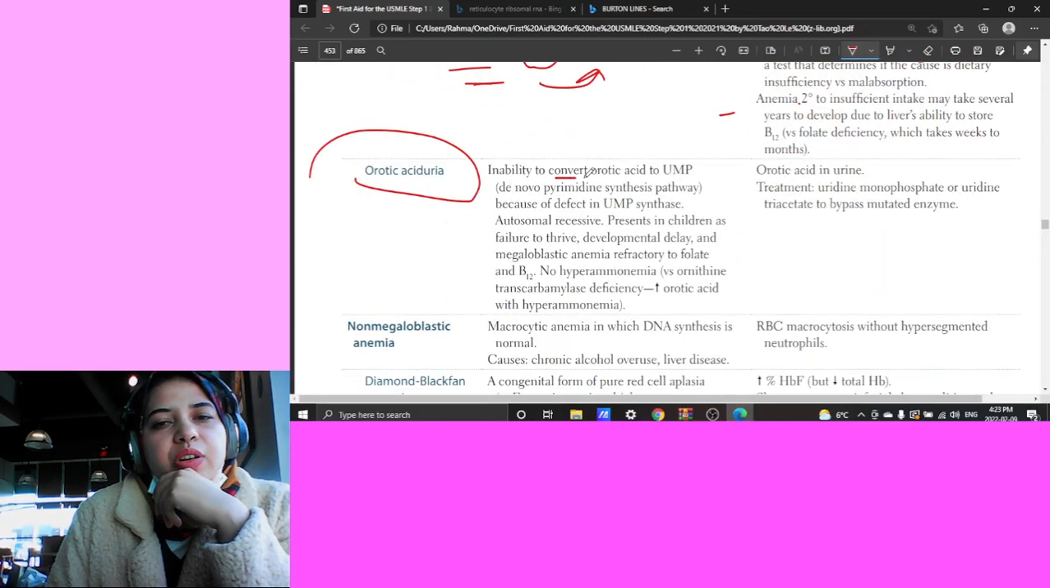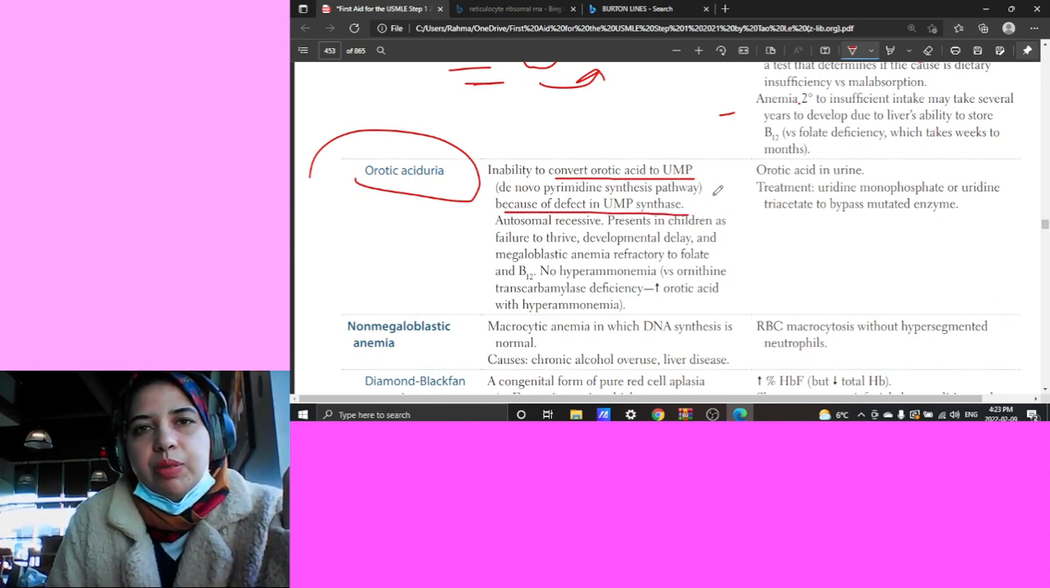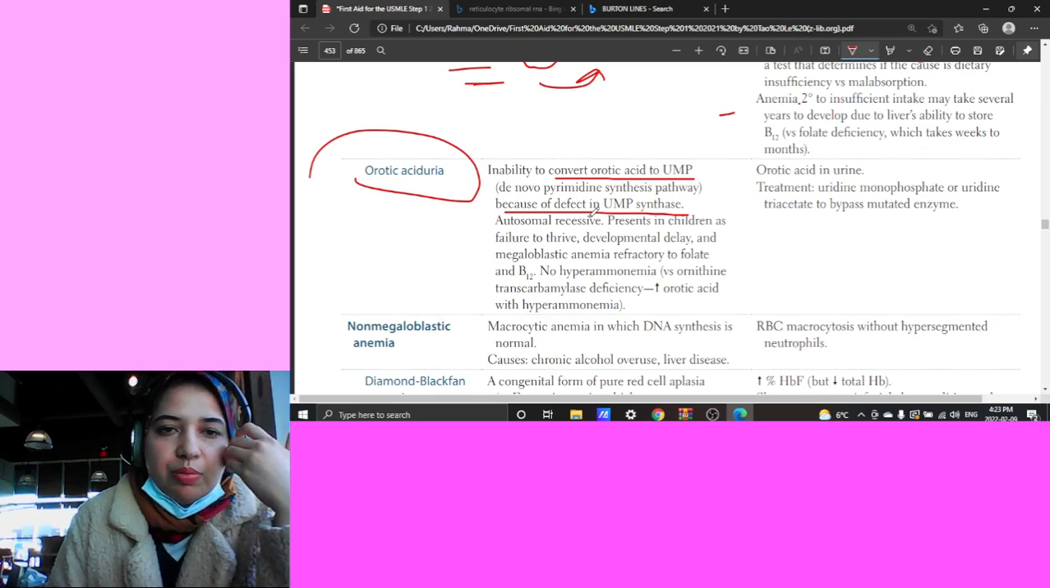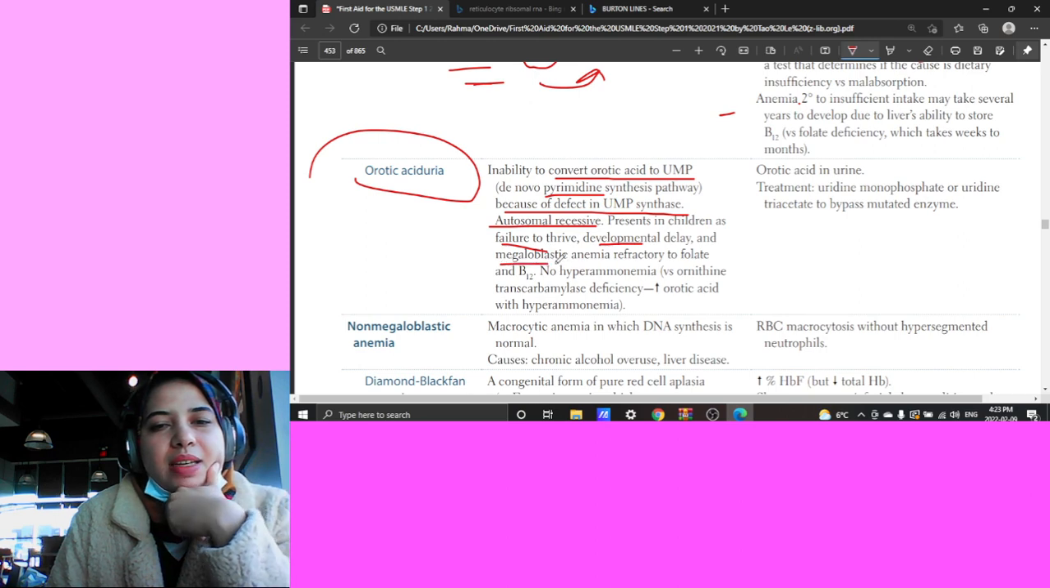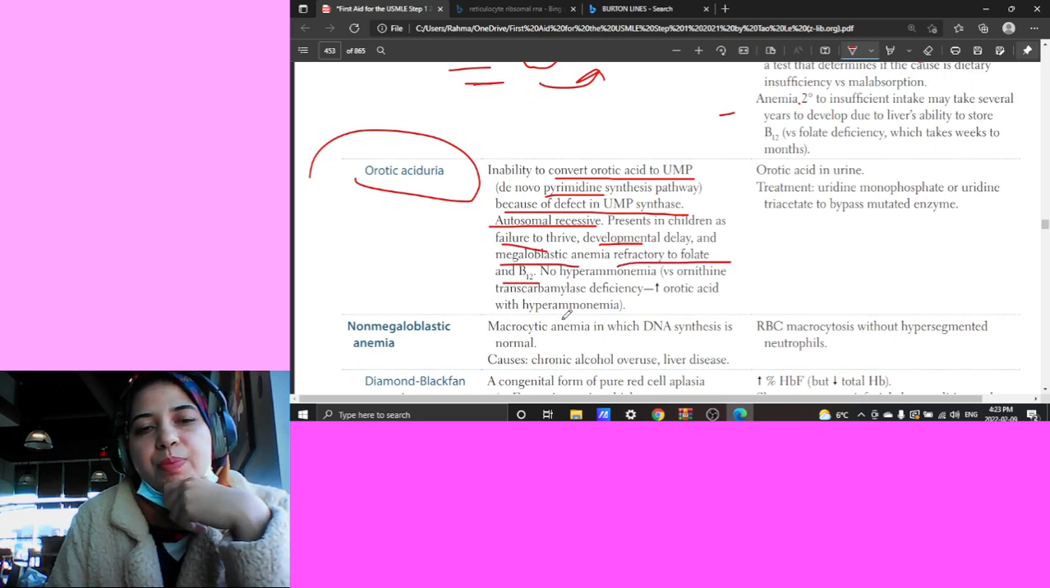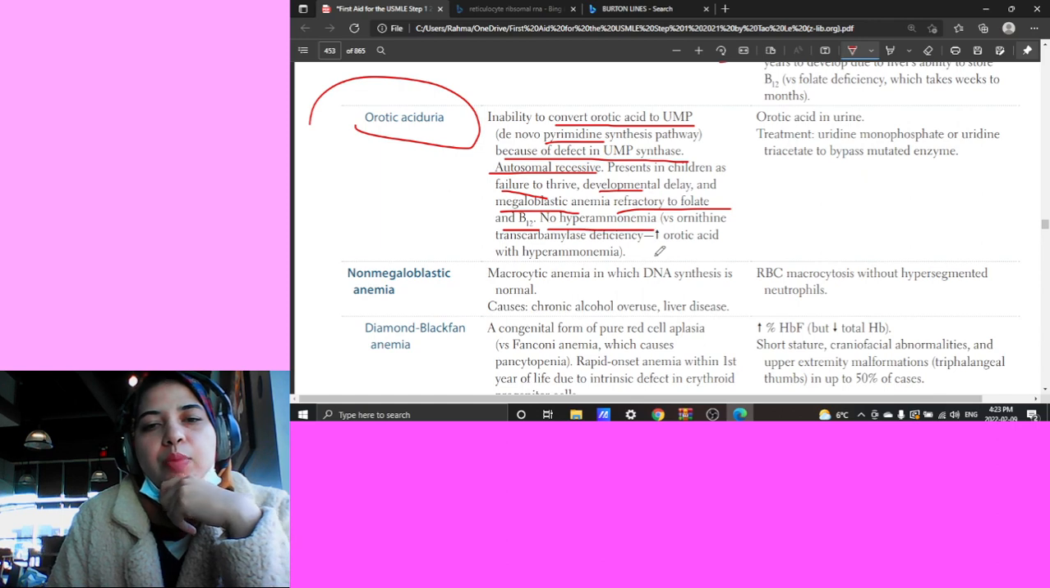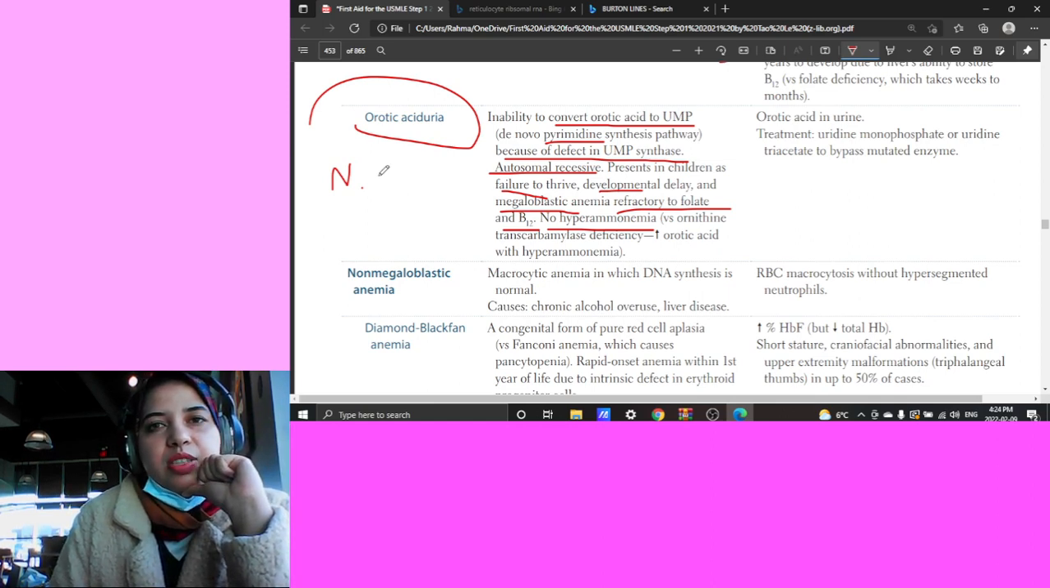This is an inability to convert orotic acid to UMP due to a defect in UMP synthesis. Remember, all the way from biochemistry, the very beginning, there's purine synthesis and pyrimidine synthesis here. It's an autosomal recessive condition, and essentially you're just going to get failure to thrive and developmental delay, and a megaloblastic anemia that is refractory to folate and vitamin B12, with no hyperammonemia. So you're going to have no ammonia in the blood, and you're going to have the megaloblastic anemia, and you gave them vitamin B12 and folate, and they still have it. Then you would say it's orotic aciduria.